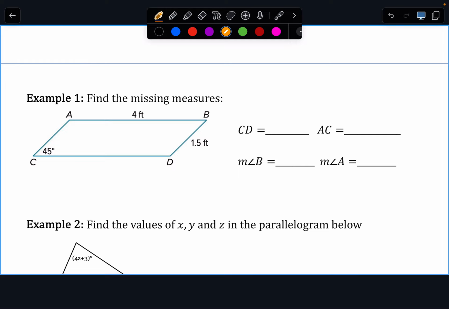All right, Aaron, what is the length of CD? 4 feet. Okay, CD is 4 feet because opposite sides are congruent. Adeline, what is AC? 1.5 feet because opposite sides are congruent. Josh, what's the measure of angle B? 45 degrees. Opposite angles are congruent. But then Lily, what's the measure of angle A? 135 degrees. Consecutive angles are supplementary.